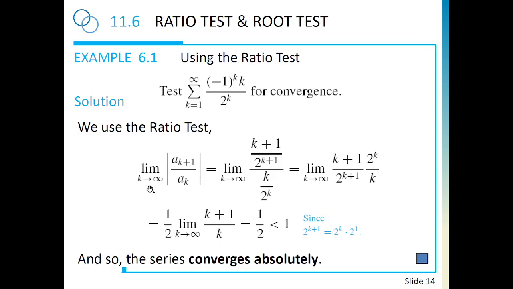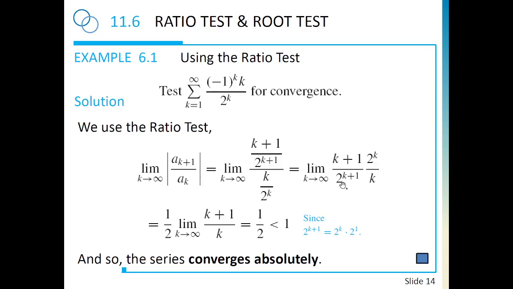So we need to compute the limit as k goes to infinity of the ratio in absolute value of a_(k+1) over a_k. So a_(k+1): here we have k, so it's going to be k plus 1. 2 to the power k is going to be 2 to the power k plus 1, divided by a_k, so k divided by 2 to the power k. In these situations we usually have a double fraction, so we flip it and rewrite it, and now it's easier to regroup terms and simplify.